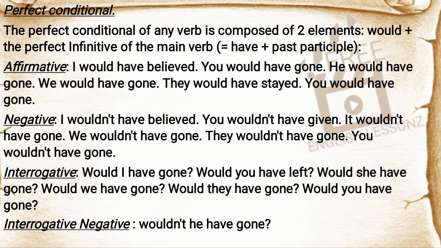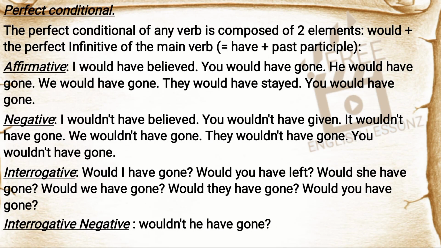Perfect conditional. The perfect conditional of any verb is composed of two elements: would plus the perfect infinitive of the main verb, equals have plus past participle. Affirmative: I would have believed. You would have gone. He would have gone. We would have gone. They would have stayed.